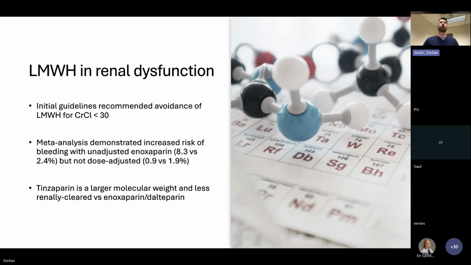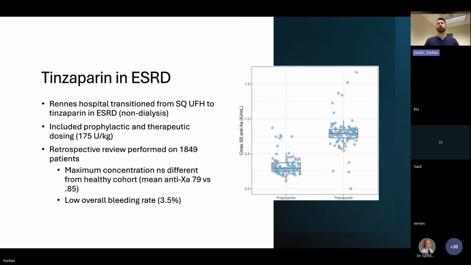And so the question then became, well, tinzaparin is a larger low molecular weight heparin. It's likely less renally cleared. Is it safer than enoxaparin and dalteparin in end-stage renal disease? And so this was a really nice study out of France, where the hospital in Rennes decided to, again, eliminate the use of unfractionated heparin and fully transition to tinzaparin in their end-stage renal disease patients. They used both prophylactic and therapeutic doses.